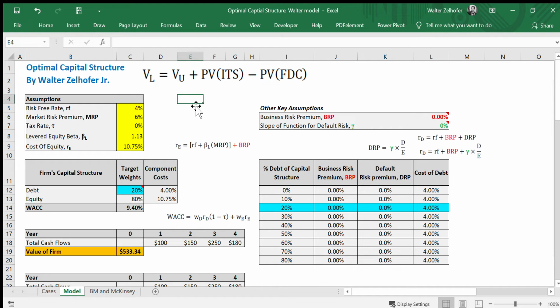This is the adjusted present value model for comparing a levered firm, which has some debt, to an unlevered firm, which is all equity financed. Unlevered means there's no debt. Levered means that the firm uses some form of debt financing.